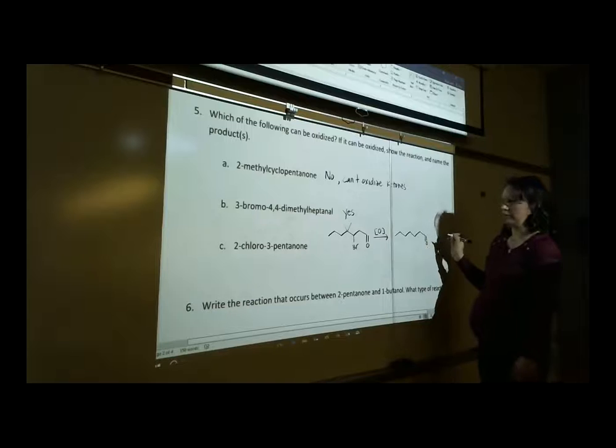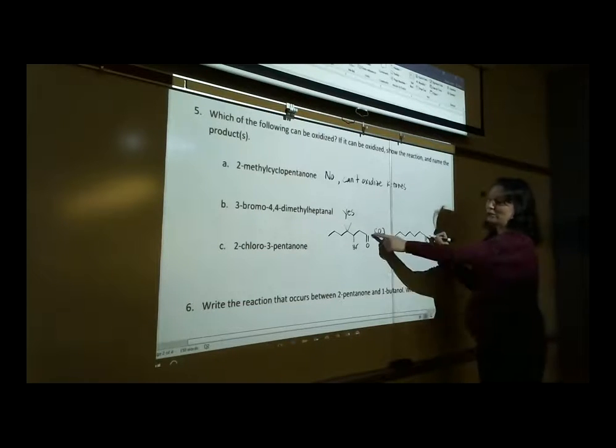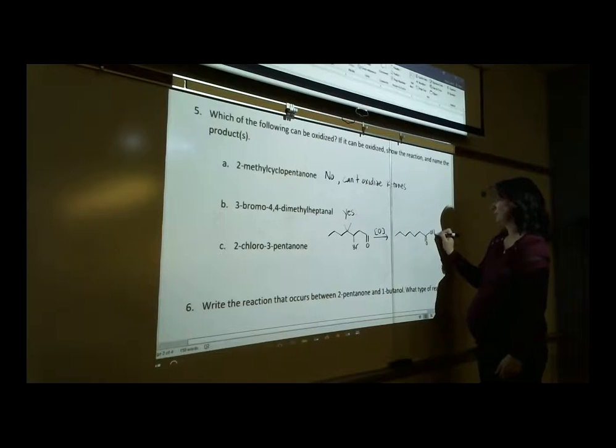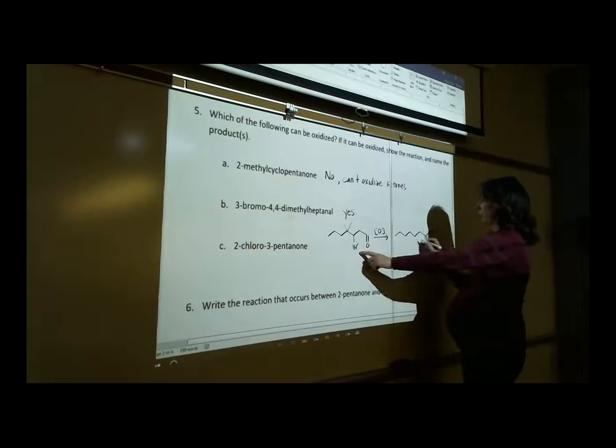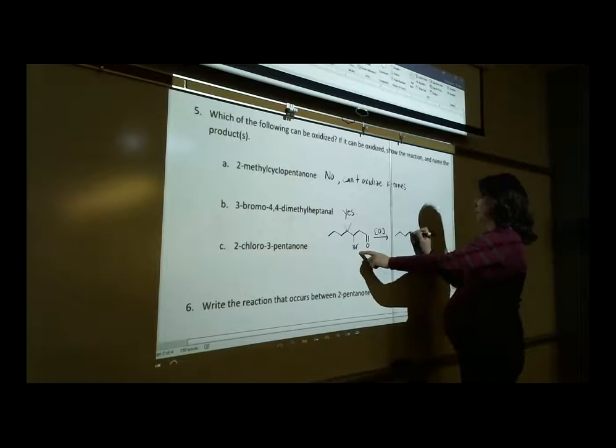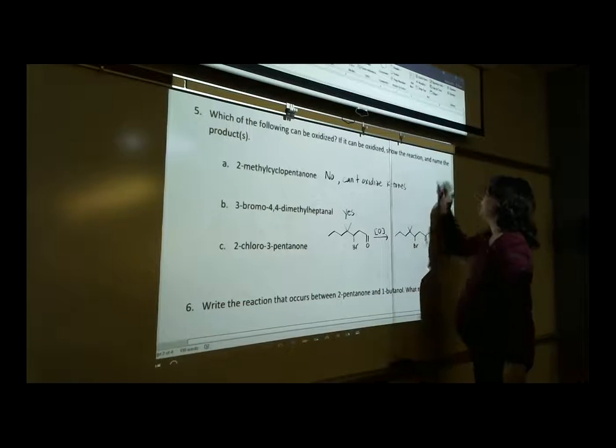No, you just reduced it. When you oxidize it, the H that's right here becomes OH, right? And then this bromine and those methyl groups don't change. Now it says name the products.